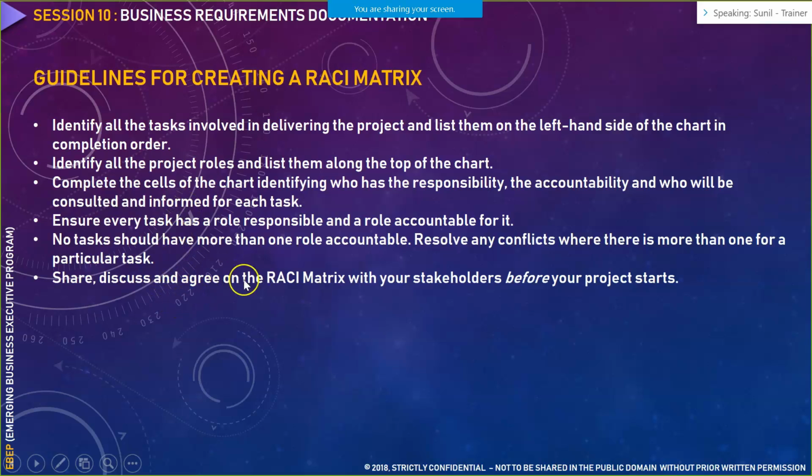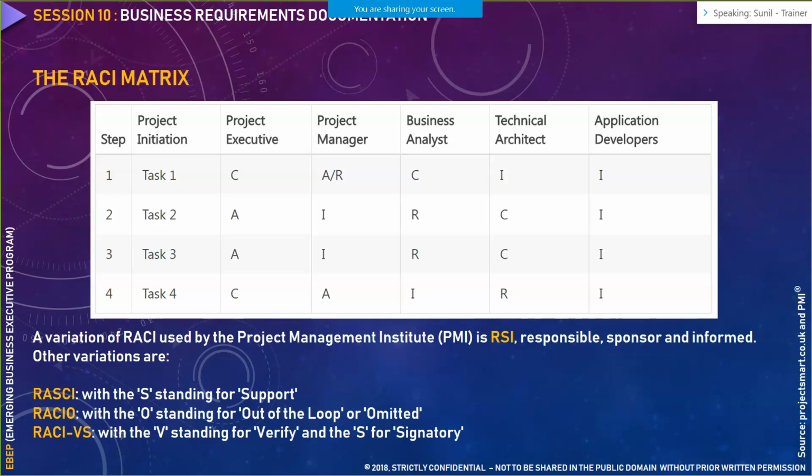After that, you have to share, discuss and agree on the RACI matrix. Whenever you have identified a list of people and a list of tasks, and you have grouped them according to responsibility, accountability, consultation, and information, you need to consult them. Do you agree upon it or not? Are you ready to take this responsibility or accountability or consultation or information? And then you can put it in your business requirement document.